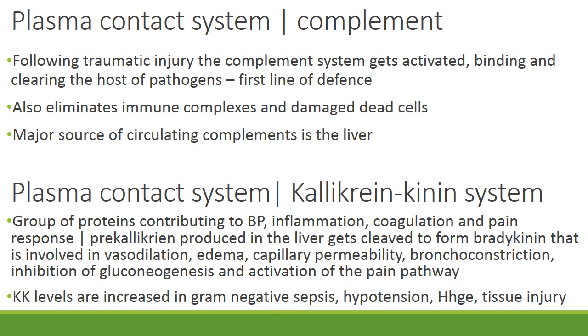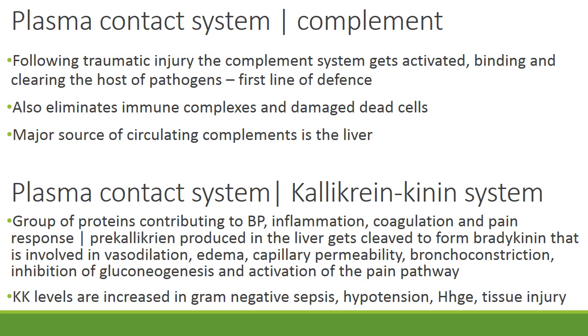We now look at two components of the plasma contact system. One is the complement pathway, second is the kallikrein-kinin system. Both of these are active in the plasma, and after traumatic injury, the complement system gets activated. It binds and clears the host of all the pathogens, acting as the first line of defense. It also eliminates immune complexes and damaged dead cells.